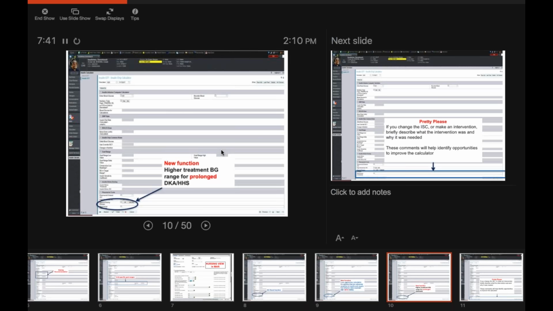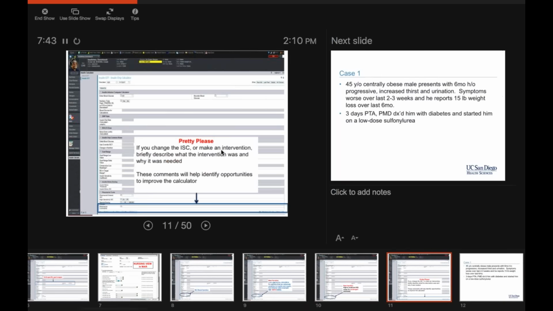Make sense? Okay. And what should we be adding if we're pushing that button? What should we make sure? Oh, that's what we're going to get into. That's what this whole talk is going to be about.